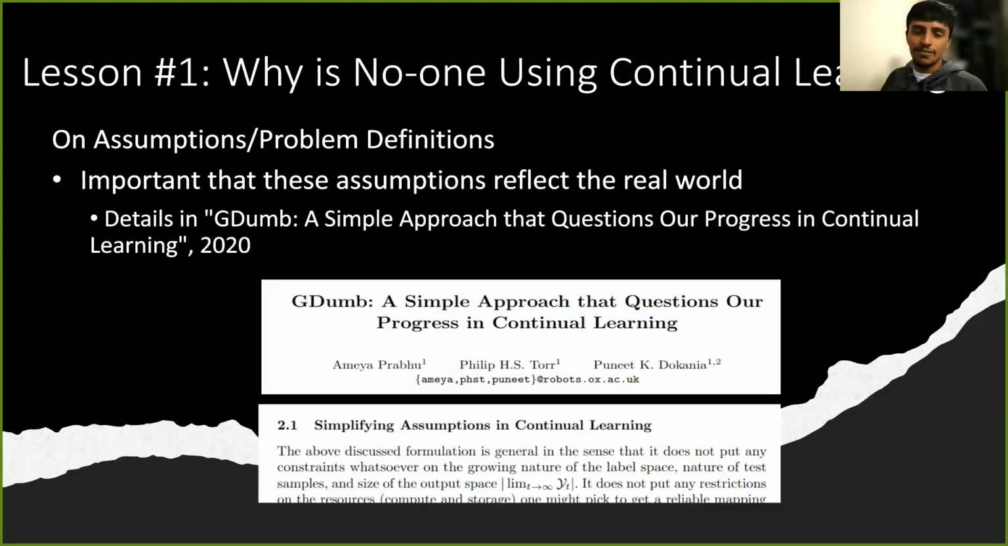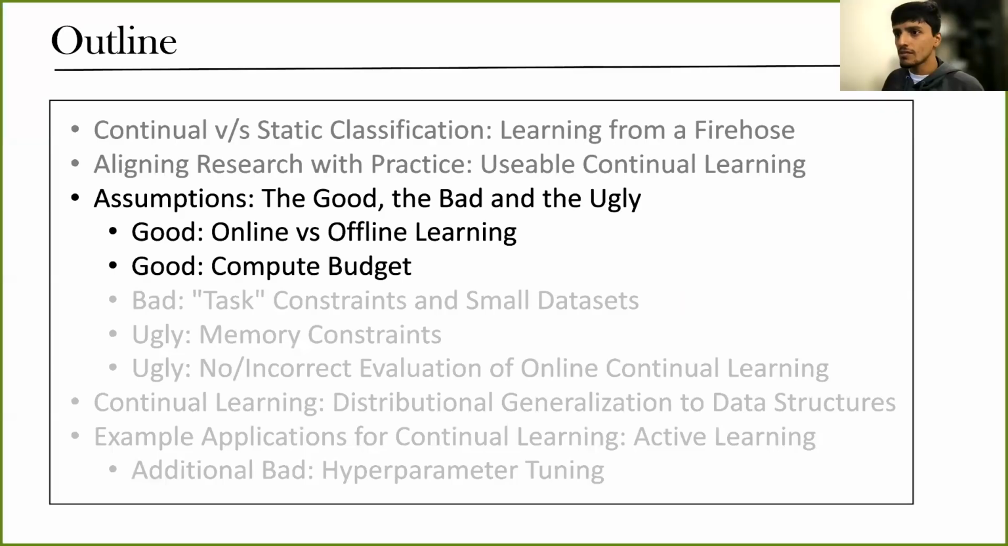What assumptions reflect the real world? We tried to detail this in my old work, GDOM, on how the literature simplifies the constraints, and why some constraints are really bad. But I'll again give a brief overview in this talk with a slightly shifted perspective of what I've learned over these years from 2019. So let's start with categorizing the assumptions into the good, the bad, and the really bad. Let's start with some good assumptions.